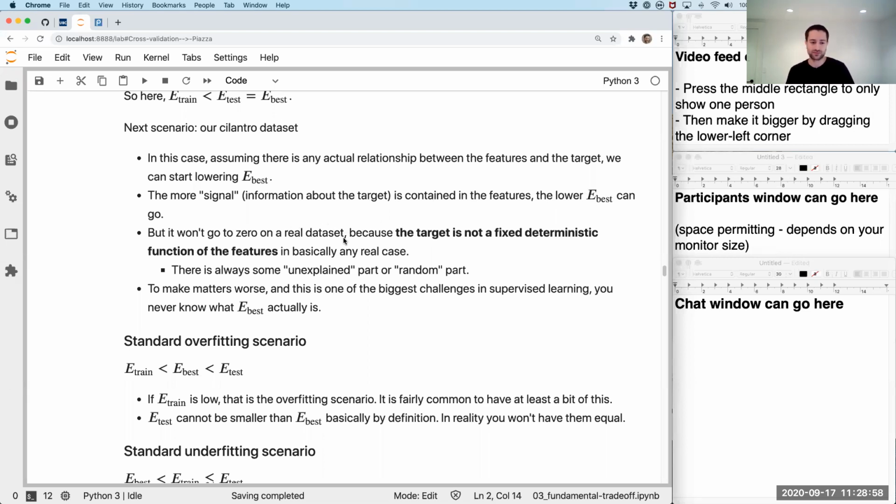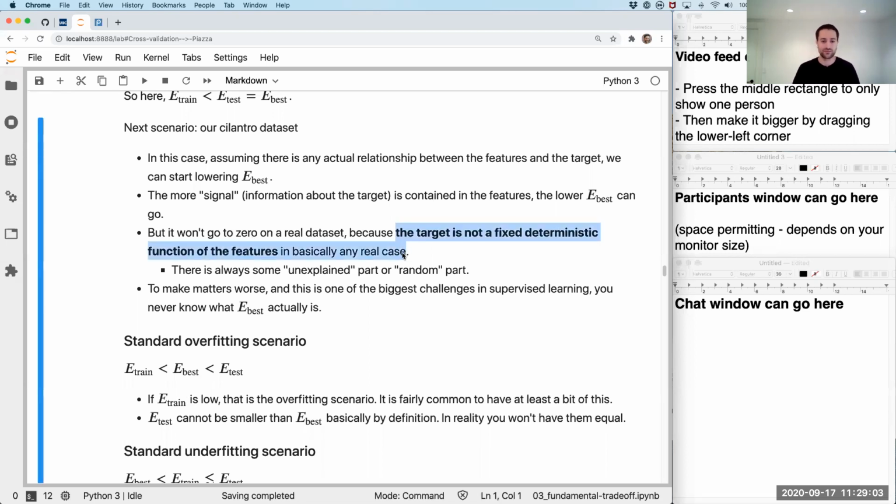But as I was saying before, e-best will not really go to 0, because in any real problem, you just can't exactly know what the target is going to be just given some features. And so basically in a real problem, you should never expect to get 100% test accuracy or 0% test error. That's just not going to happen in any real data set. And it's because there's this bar, this best you can possibly do, and you can't do any better. And the frustrating part is you don't know where that line is. And that's one thing that makes this so hard.